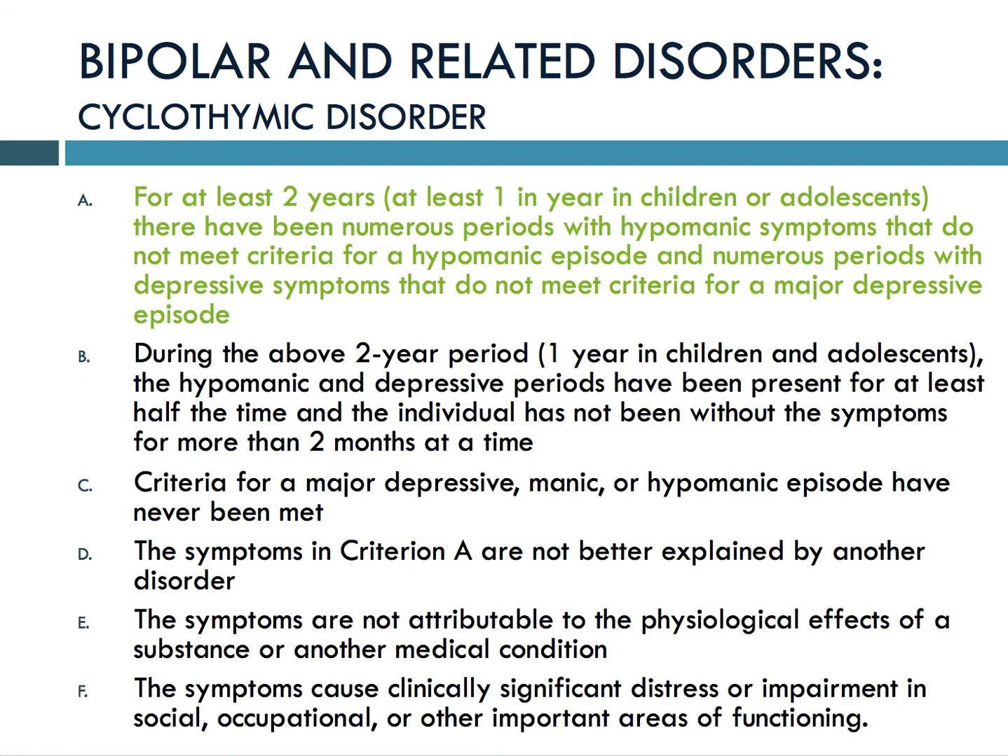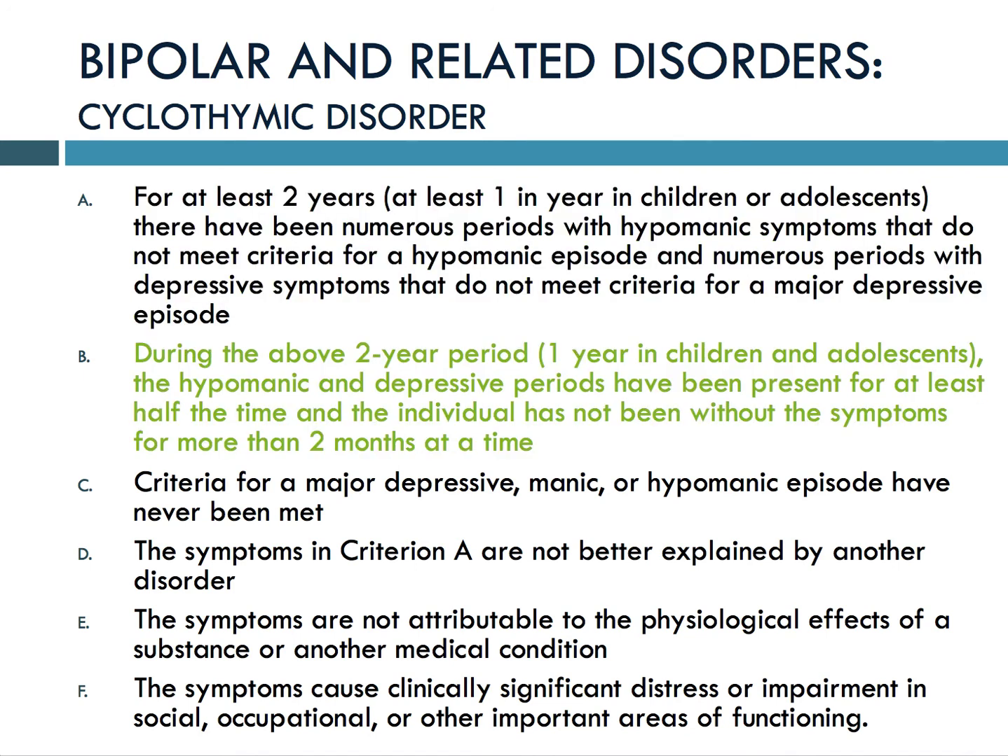First, for at least 2 years, or at least 1 year in children or adolescents, the person must have experienced numerous periods during which they were experiencing hypomanic symptoms that did not meet criteria for a hypomanic episode, and numerous periods with depressive symptoms that do not meet criteria for a major depressive episode. In other words, the person has had both hypomanic and depressive symptoms, but neither of those groupings of symptoms were severe enough that the person met criteria for either a hypomanic episode or a depressive episode.